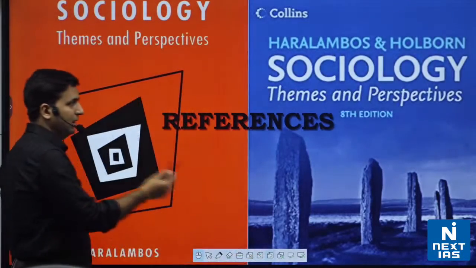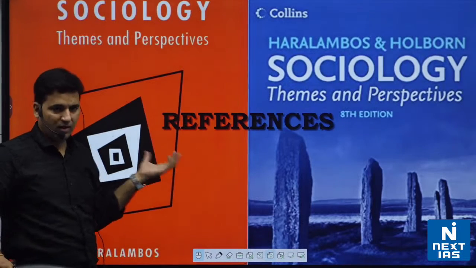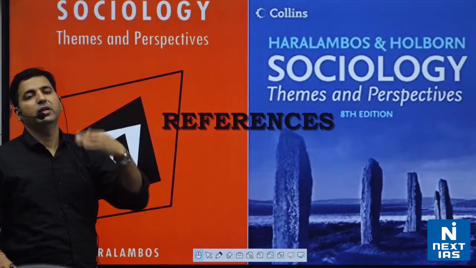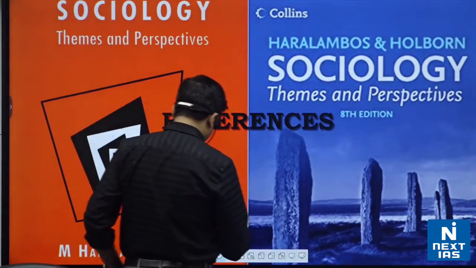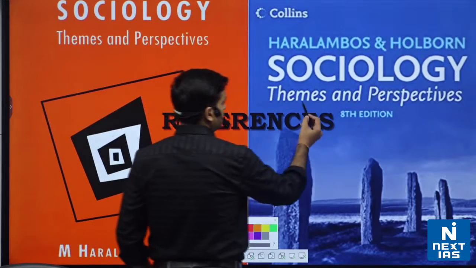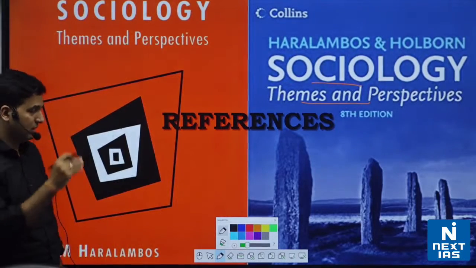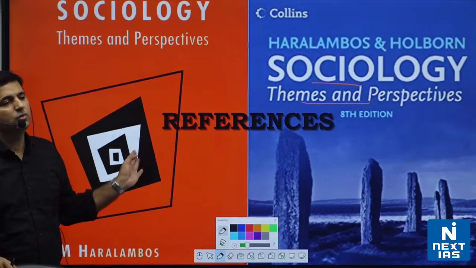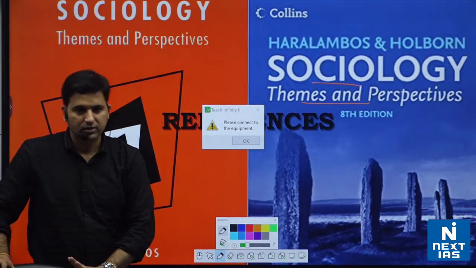Then the second book is Harlambus. When you are in a dilemma, always purchase the thinner one. It is an abridged version of the bulkier book. But when you are going to read it on your own, the better book would be the blue color Harlambus. This one consists of multiple topics of the syllabus. And remember, you need not read this book cover to cover. You only have to read it according to the syllabus.